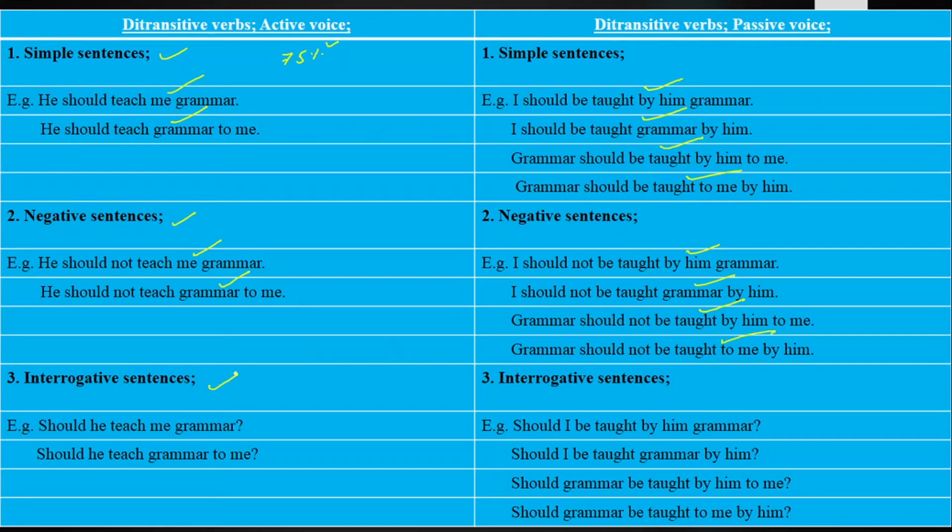Interrogative sentences of modal auxiliary verb should. Should he teach me grammar? Should he teach grammar to me? Should I be taught by him grammar? Should I be taught grammar by him? Should grammar be taught by him to me? Should grammar be taught to me by him? So these are the sentences of modal auxiliary verb should, simple, negative, interrogative.